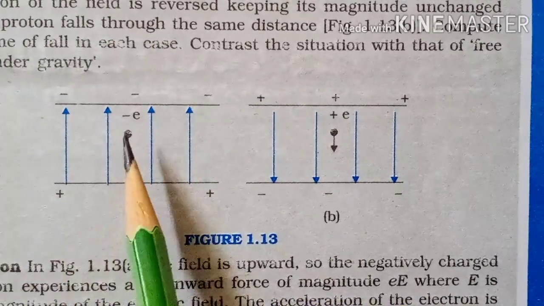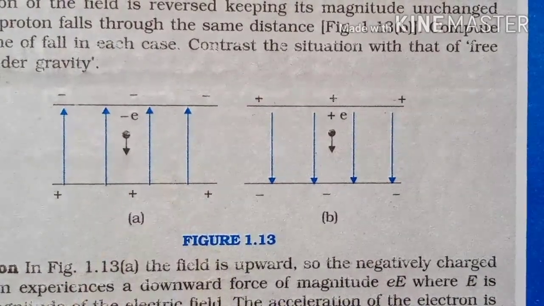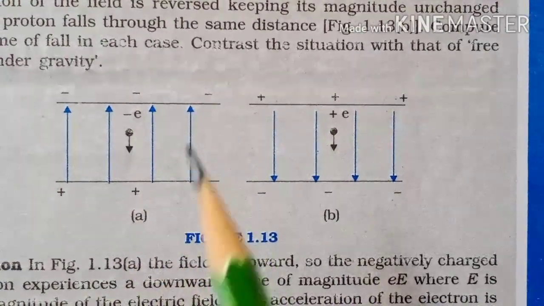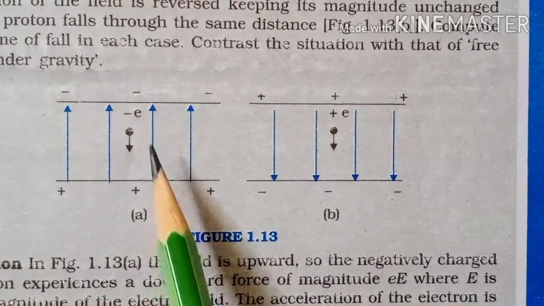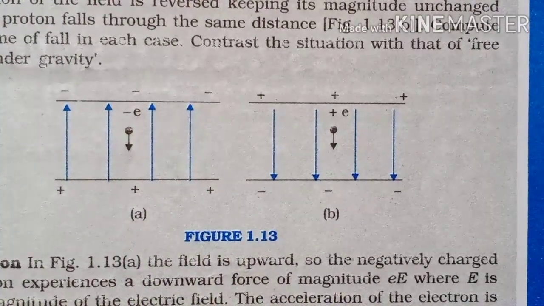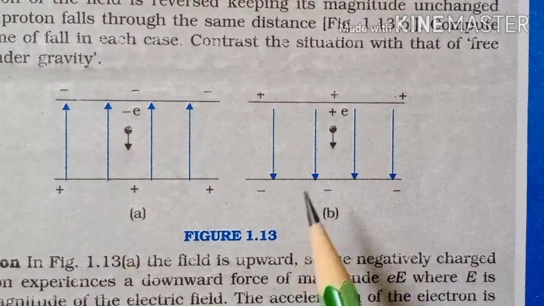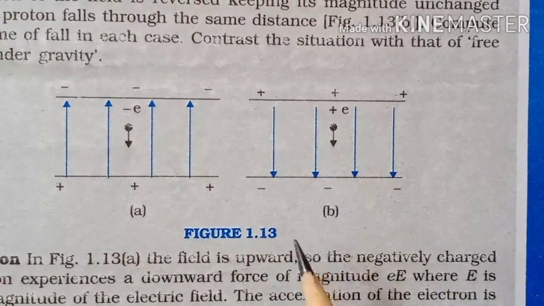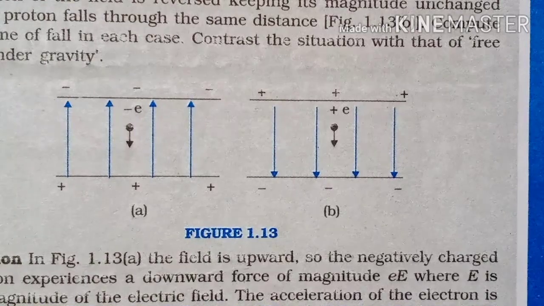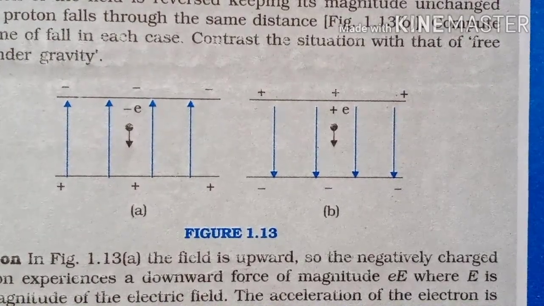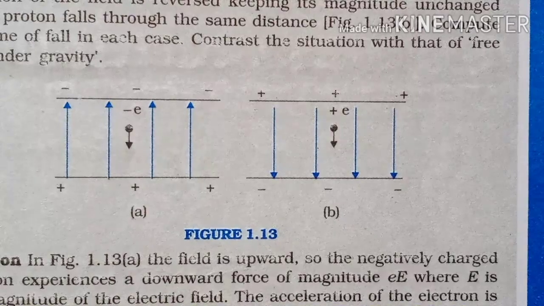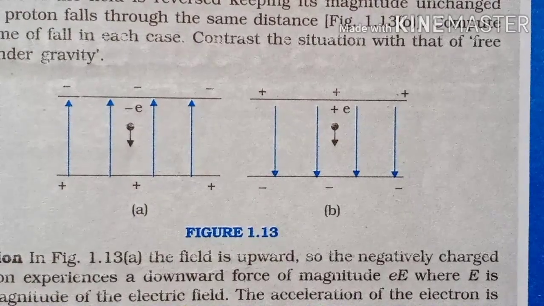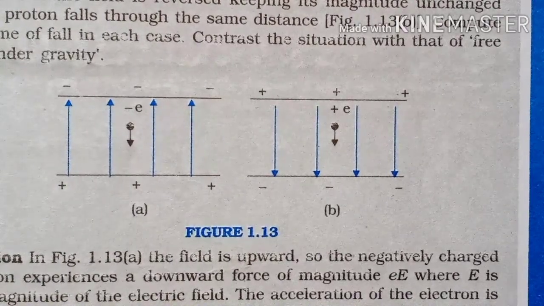In this example, the electron is moving in the downward direction. Why? Because we know that a negatively charged particle experiences force in the direction opposite to the electric field. So the direction of the electric field is upward, therefore the electron experiences force in the downward direction. But if we consider the second figure of this numerical, then in this the proton is moving in the downward direction, in the same direction as the electric field. Why? Because a positively charged particle experiences electric force in the same direction as the electric field. Once again, a negatively charged particle experiences force in the direction opposite to the electric field, and a positively charged particle experiences force in the direction of the electric field.